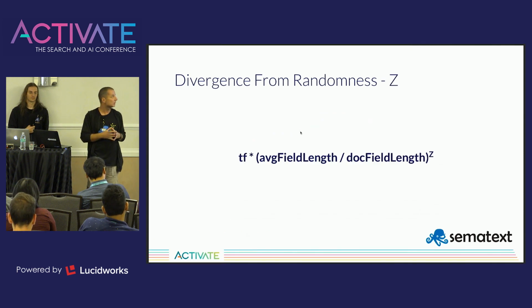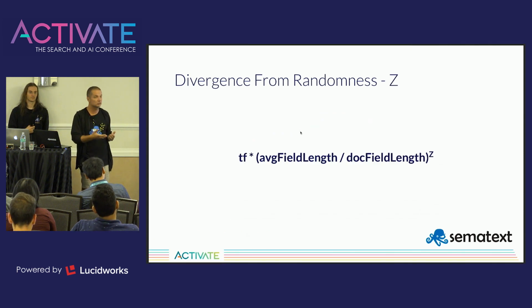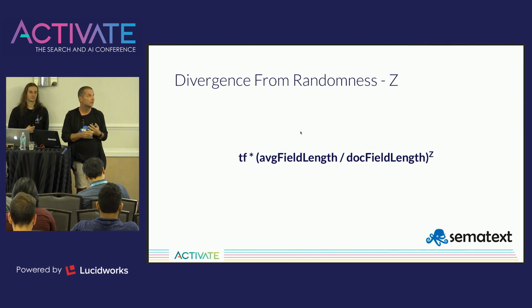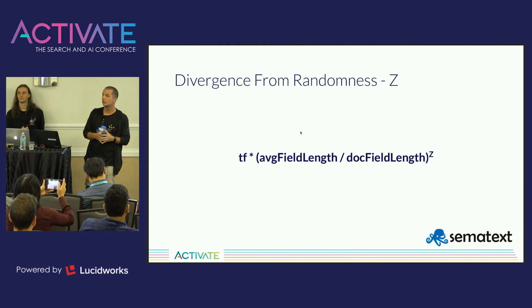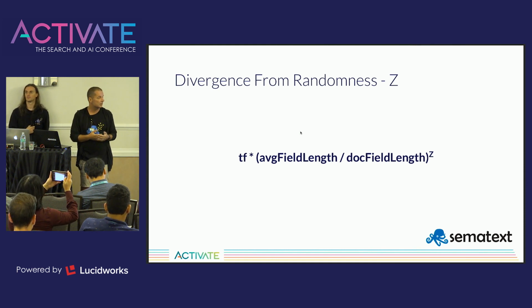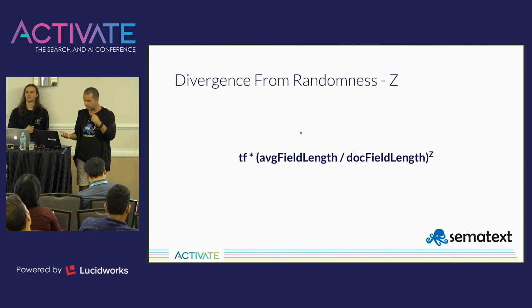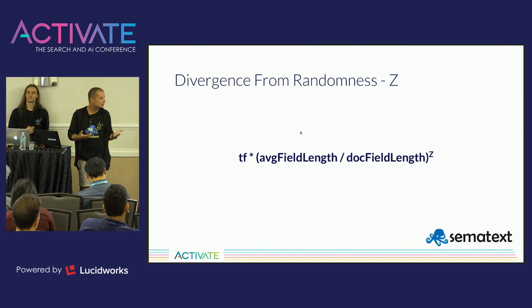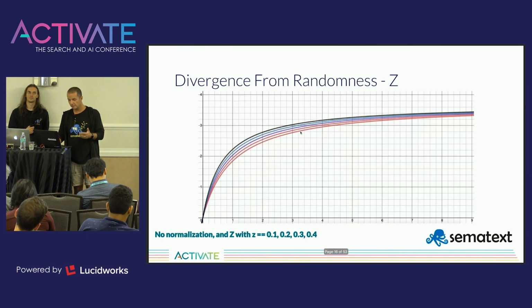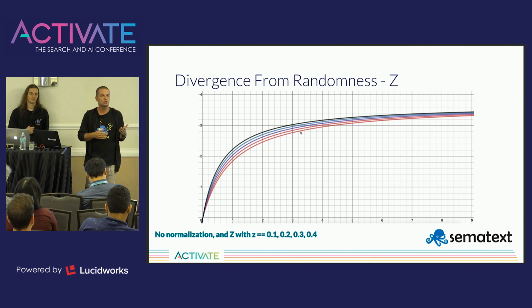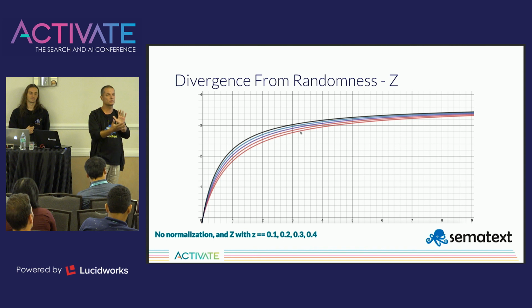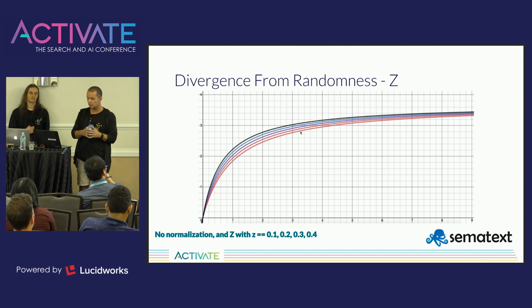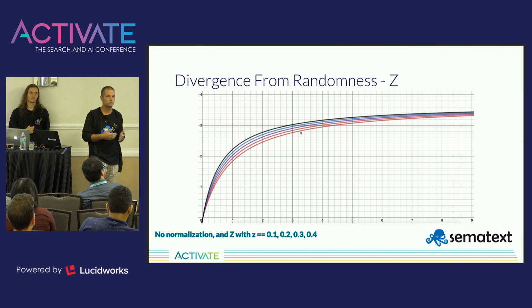The last one that is actually based on the average field length divided by the document field length is called Z. The Z parameter here controls the exponential function, and it's between 0 and 0.5. And again, we multiply the term frequency with it. But here the difference is not so big, you can't see that much of a difference, right? Because you can see those scores are really close to being comparable to each other, even with changing the Z from 0.1 to 0.4.